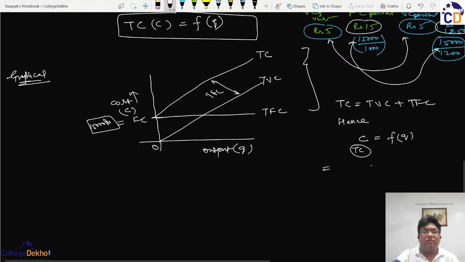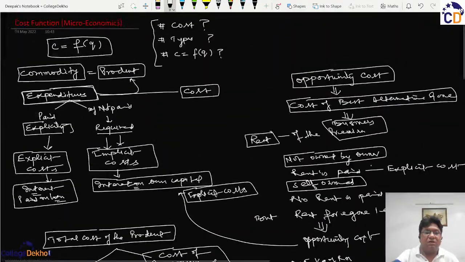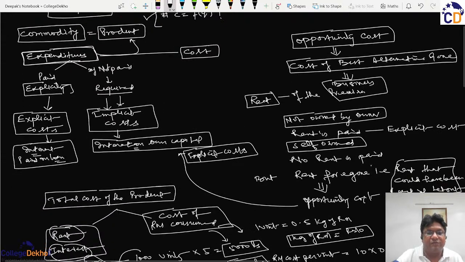So we can now be in a position where we seem to have understood the meaning of the word cost. We seem to understand the primary classification of the types based on their relationship with the quantity, and we seem to understand how this term, that cost is a function of quantity, is derived.